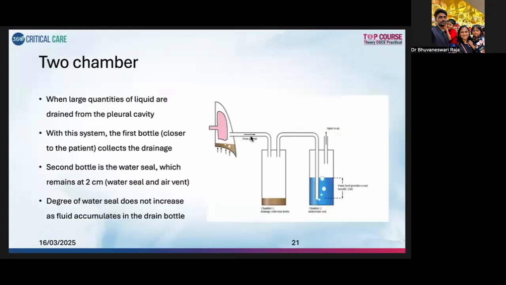So if large quantities of liquid are drained from the pleural cavity, then we can use a two chamber, where one chamber is exclusively for the drainage and the second bottle creates the negative pressure chamber. Okay, so you can see that the first chamber only collects the patient's drainage, and in the second chamber there is a rigid straw which is immersed into the liquid at a level of 2 centimeter, creating the negative pressure, and there is an air vent which pushes out the excess air.